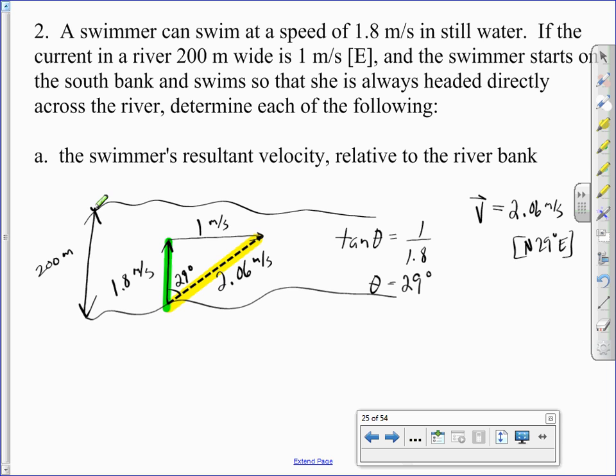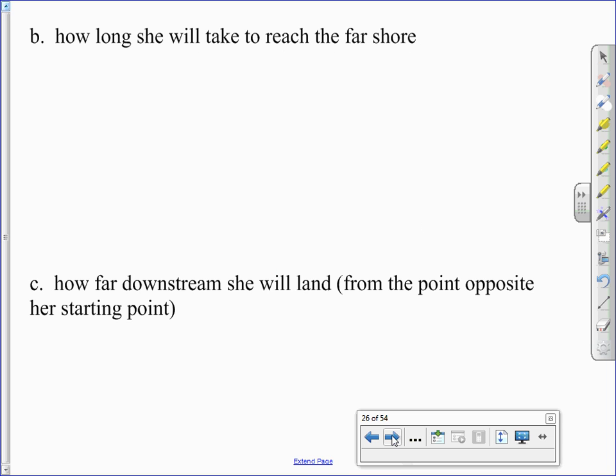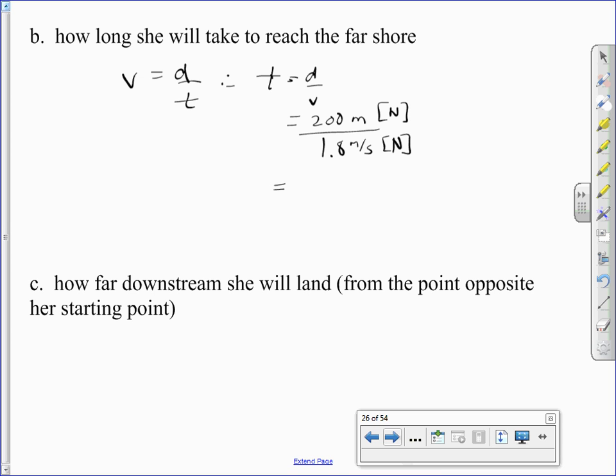meters per second. So when I go to calculate the time, so speed is distance over time, so therefore time is distance over speed. Our distance is 200 meters, and that would be to the north. Speed is only 1.8 meters per second because that is also the speed going north. Notice the north will cancel out if you're looking at it mathematically. Time does not have a direction, it is a scalar quantity, and I'm getting 111.11 seconds.